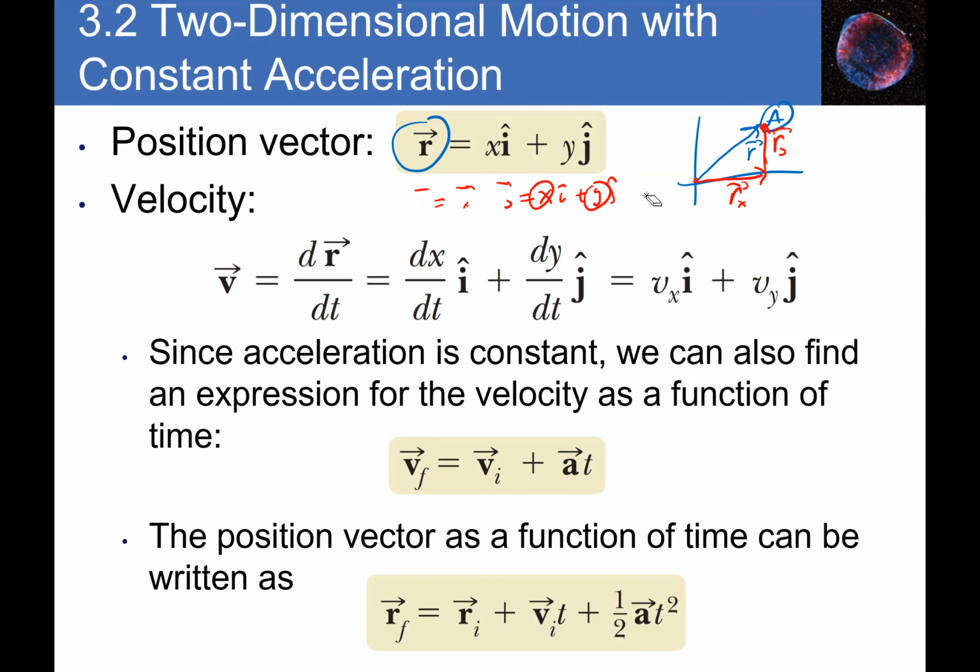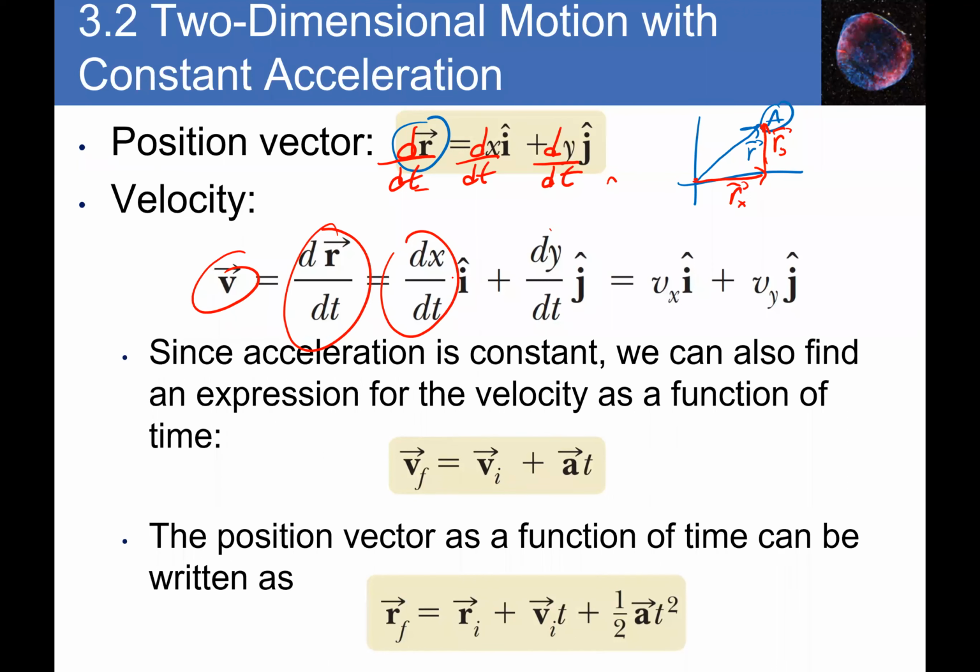Which means that if I'm taking a derivative of r with respect to time, I'm taking the derivative of each one of them with respect to time. So v equals the derivative of r with respect to time. Then I have dx/dt i hat plus dy/dt j hat. What is dx/dt? Well, dx/dt is nothing but vx, because vx is the horizontal velocity responsible for only changing horizontal position. vy is the vertical velocity, only responsible for changing vertical position.